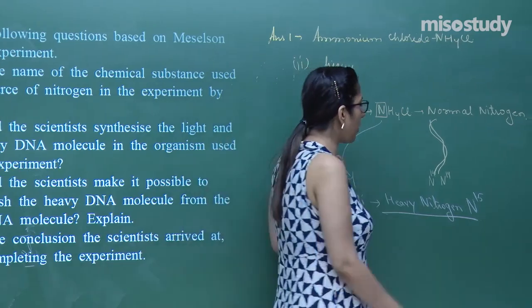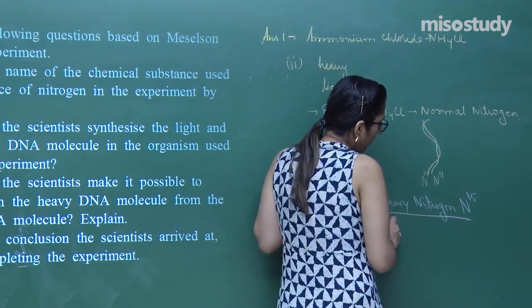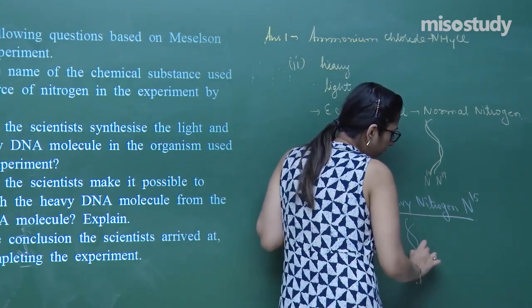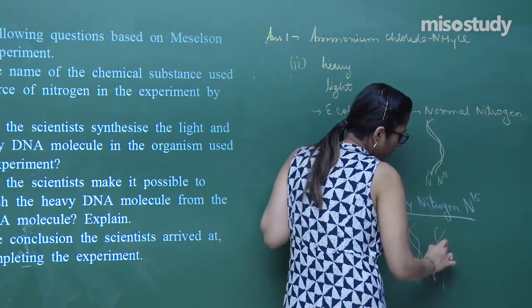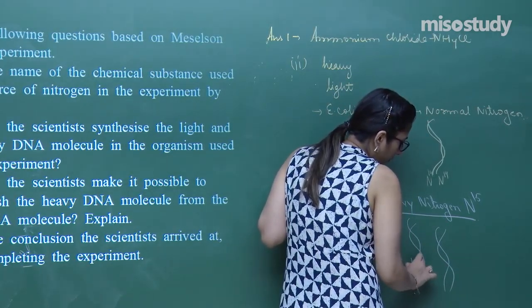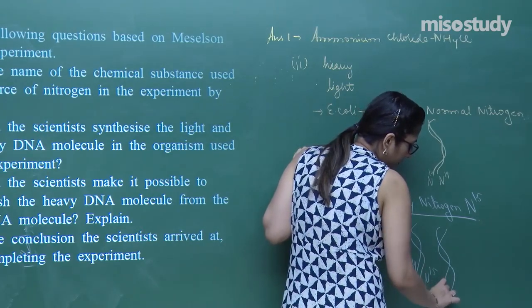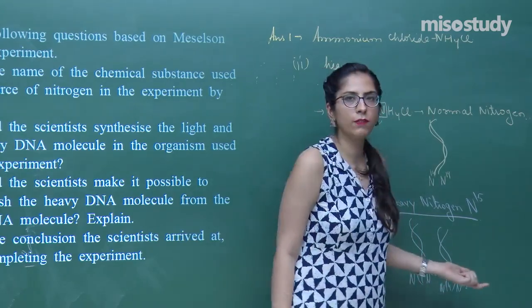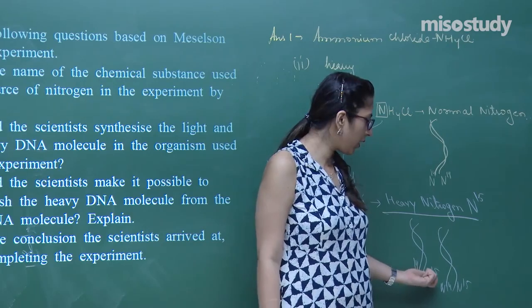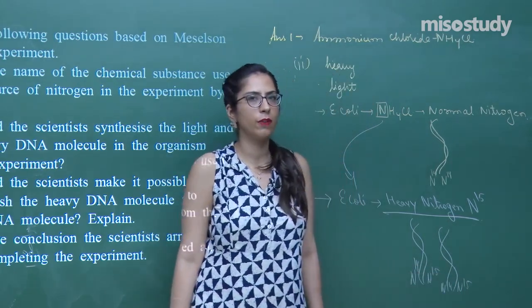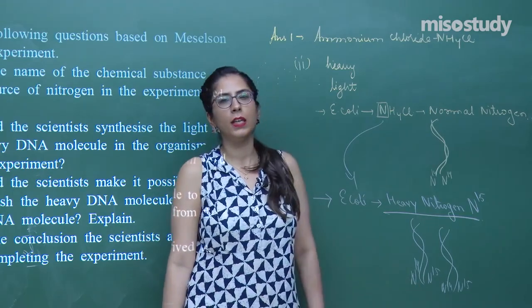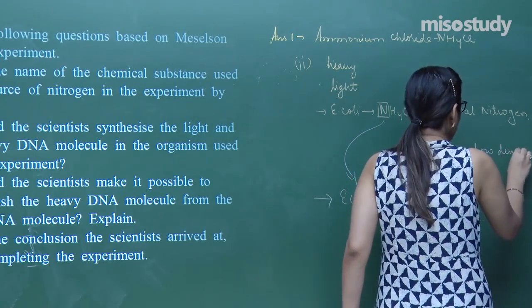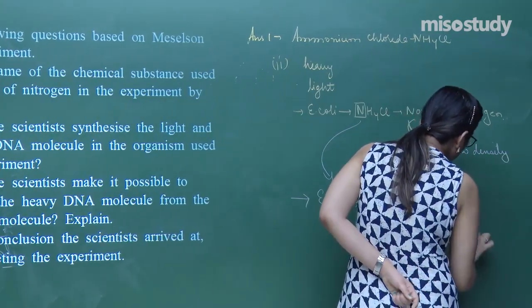Now this isotope was incorporated, and later he saw that the heavy nitrogen bands were separated. Out of these two, N14 was one and N15 was another. This was the result of the first experiment. So N14 was one, another was N15. This is of an intermediate density, whereas this is of a low density.